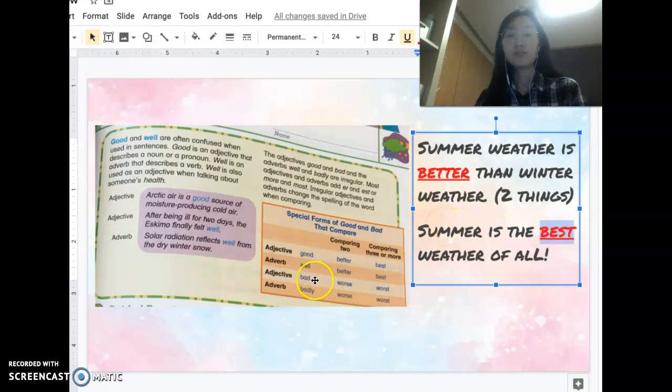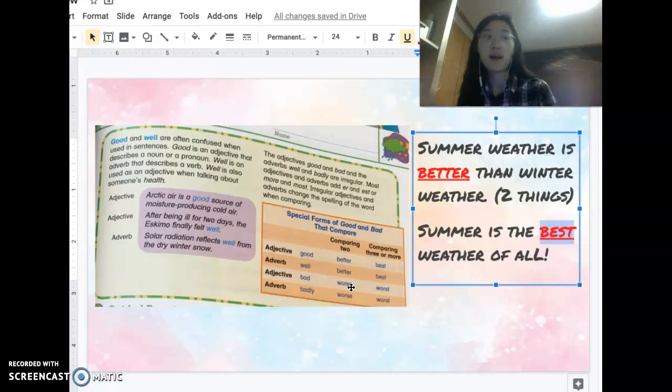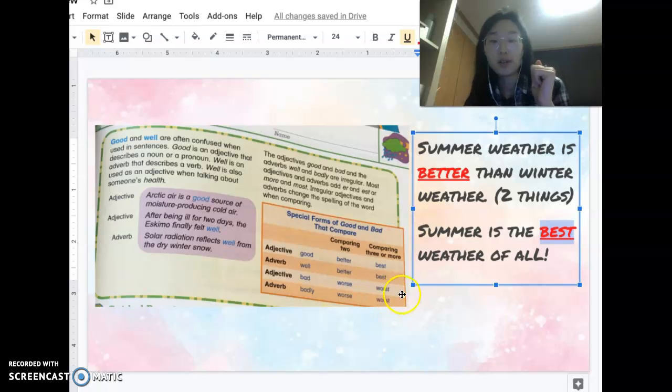Same goes for the adjective bad. If you're comparing 2 things, you use worse. Like, the English test was worse than the math test. But if you're comparing 3 or more, you'll use worst. The English test was the worst test of all tests. Okay? I hope that helped.